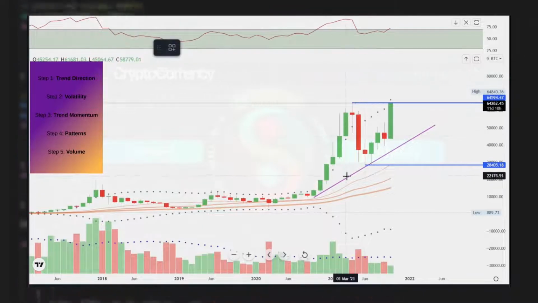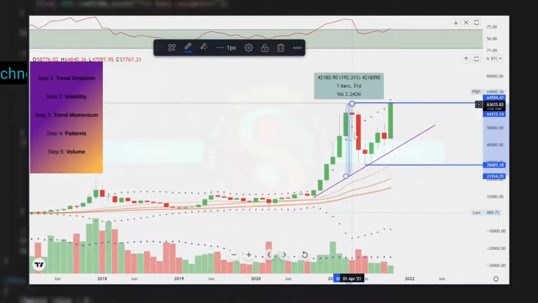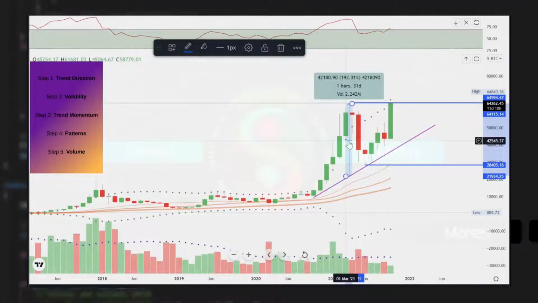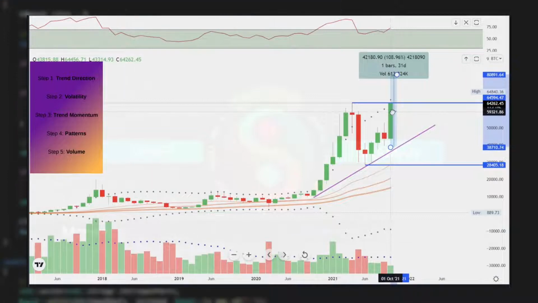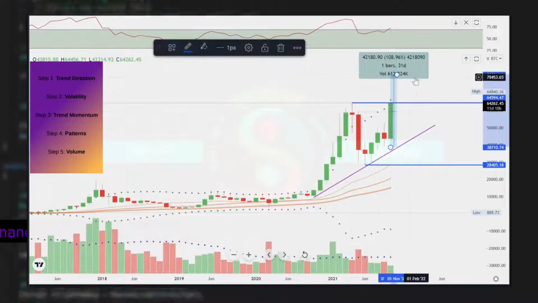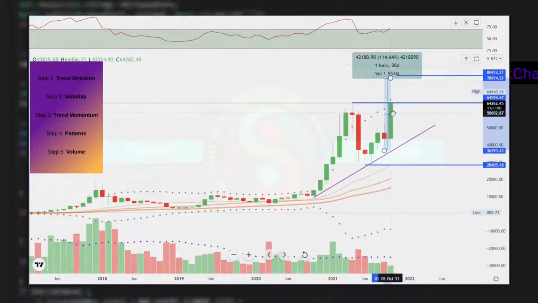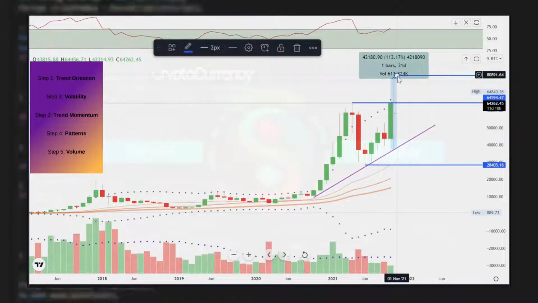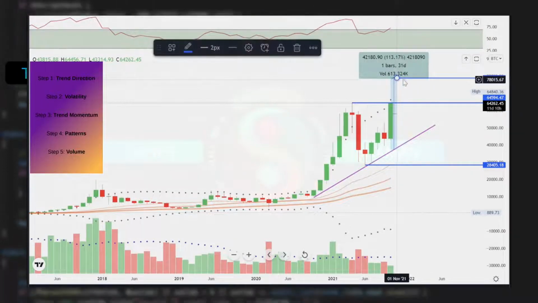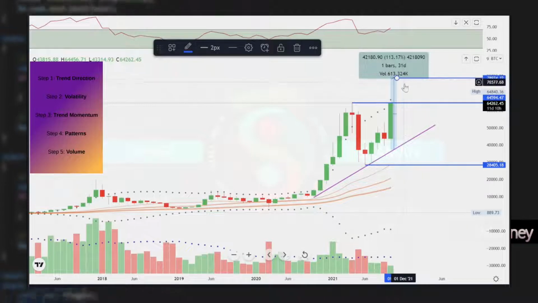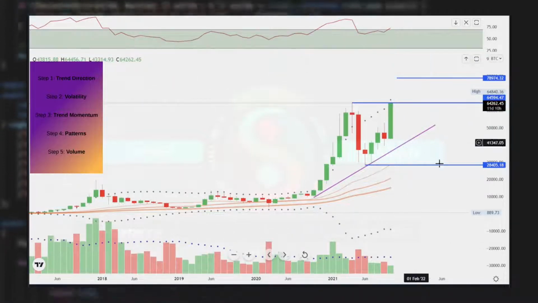So if you use the previous top for comparison, it's possible it may give a price target around 80,000, or 78,000, a little less or more, before we see a sideways price action.